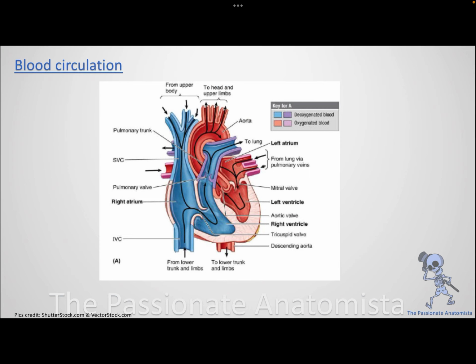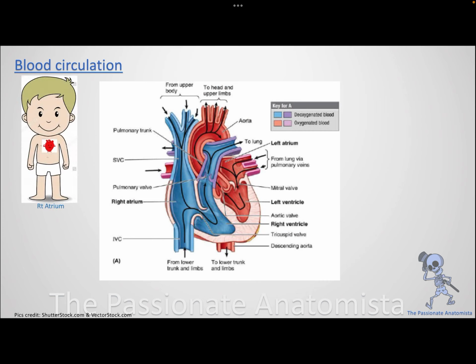So you guys know that we, as human beings, like to be right persons. We like to move on the right track. So everything starts with the right. We receive the blood from the body through the right atrium. So atria are your receiving chambers, and the ventricles are your discharging chambers. So first, everything starts with the right.